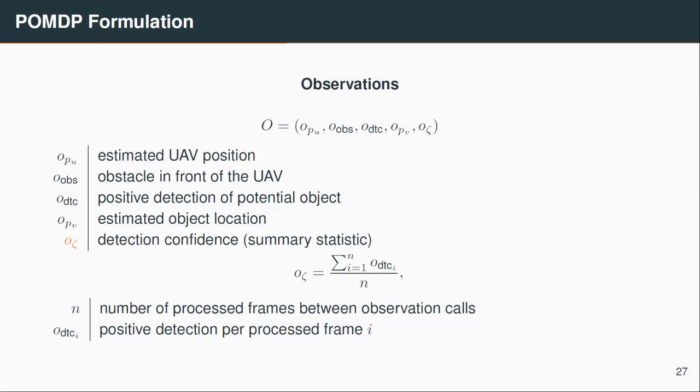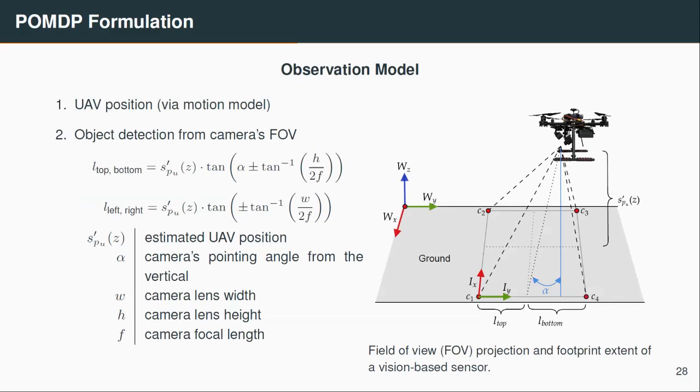The detection confidence is calculated using this equation that essentially tracks the number of positive detections that I have between observation calls. To give you an example, if between observation calls I retrieve 20 frames, and from those 20 frames I get 10 positive detections, my detection confidence will be 50%. Then for the observation model, I have three components.